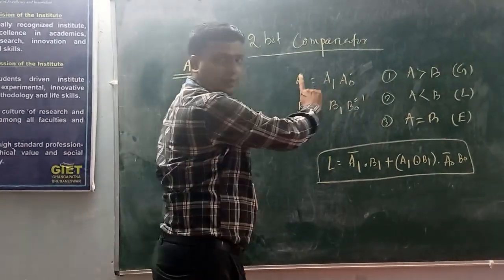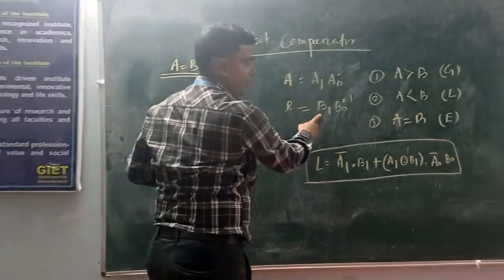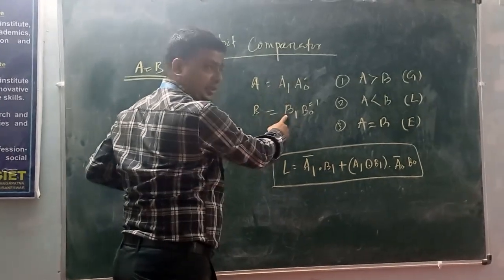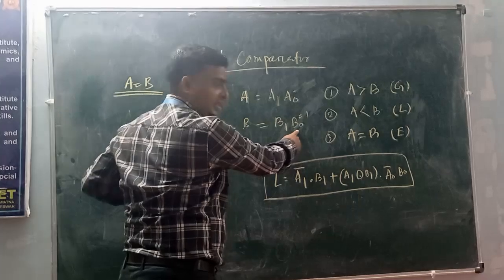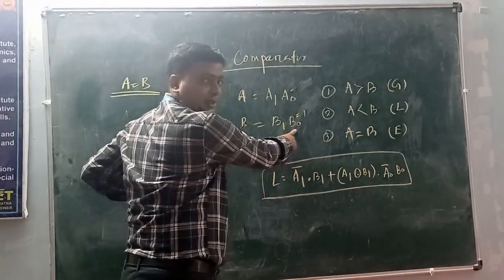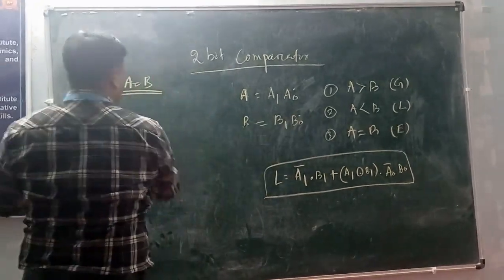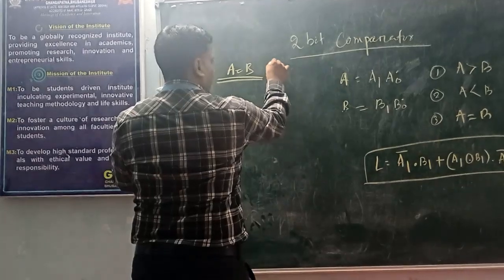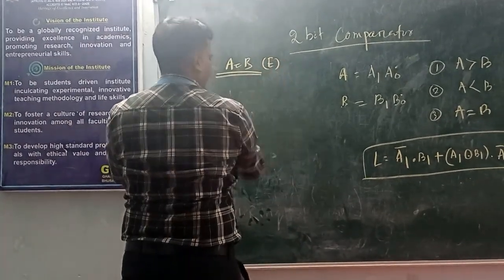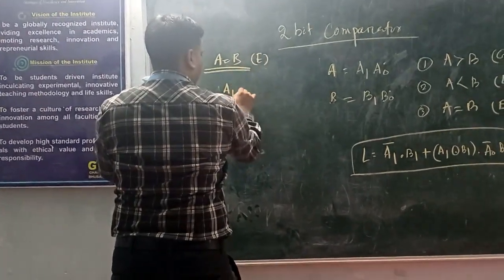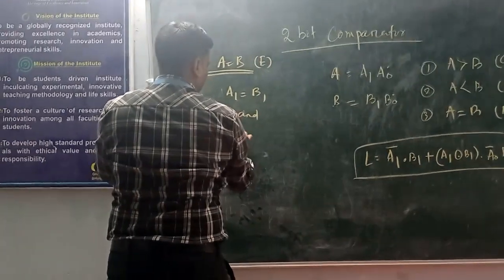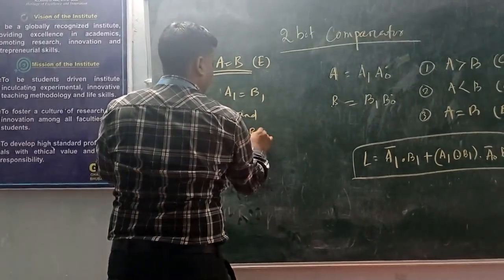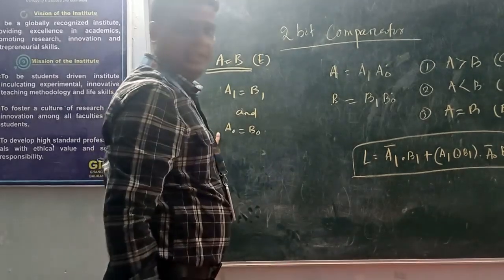Both bits are equal. Either this value will be 1 and this value will be 1, or this value is 0 and this value is 0. Similarly, if this value is 1, this value must be 1. If this value is 0, this value is 0. When this condition is satisfied, that will be denoted as E for equals. So A1 must be equal to B1 and A0 must be equal to B0. These two conditions must be satisfied.